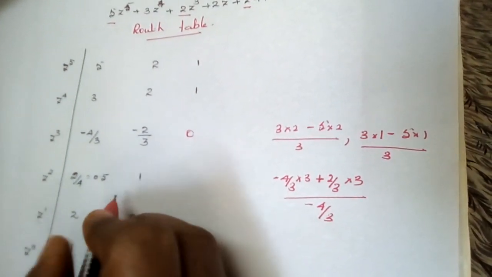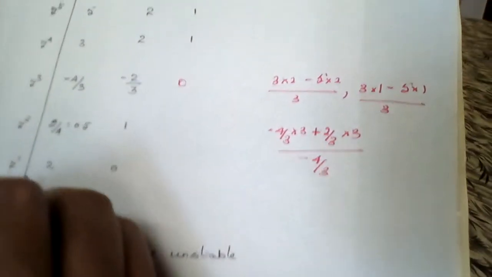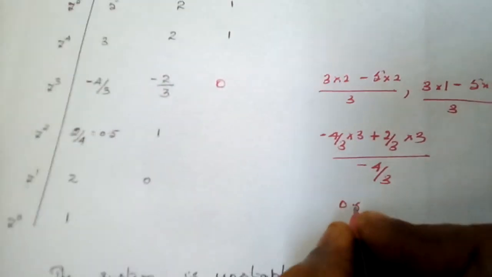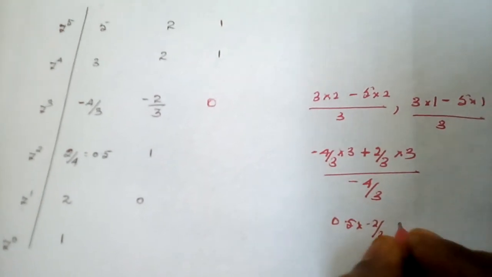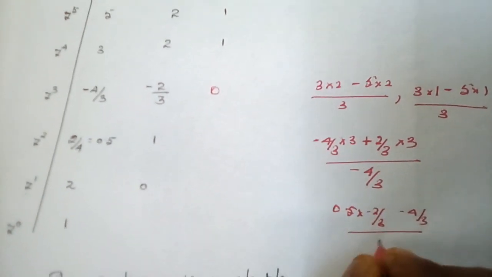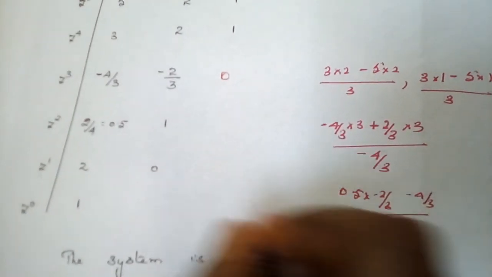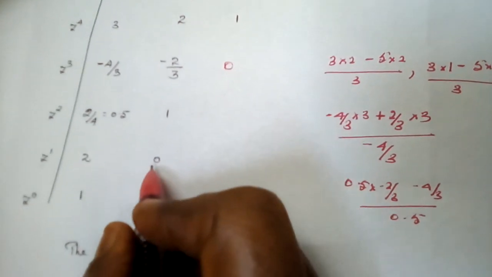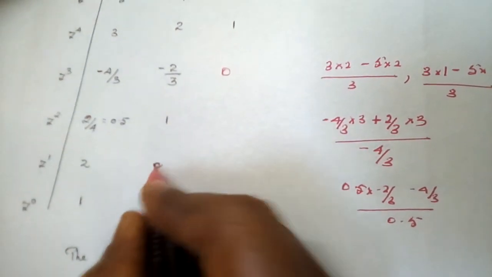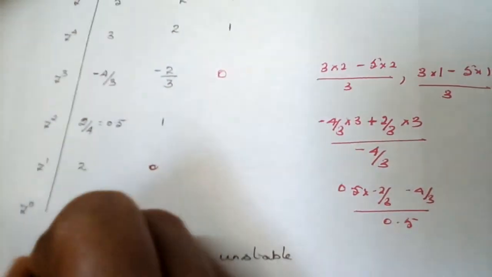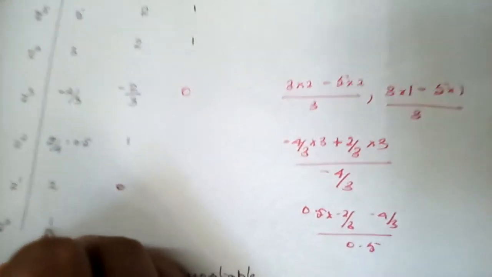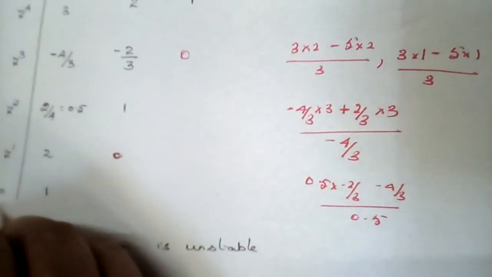And for the next term, z power 1, cross multiply the z square term and the z cube term. The z square term is nothing but 0.5 into minus 2 by 3 minus 4 by 3 divided by 0.5. Okay. You get the positive value as 2, and the next value is 0. Since this term is 0, I am just writing the above term as 1 without multiplying. If you also multiply this, you get the final answer as 1. Okay. Z power 0 is equal to 1.